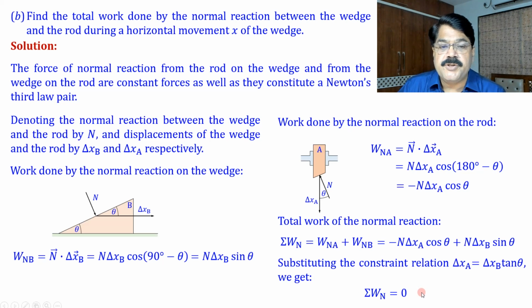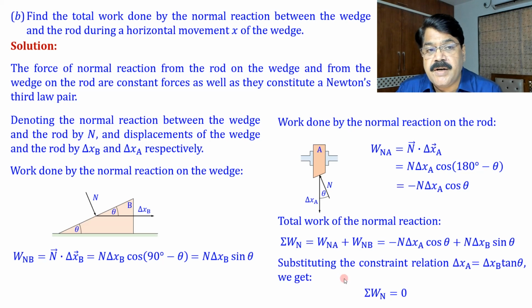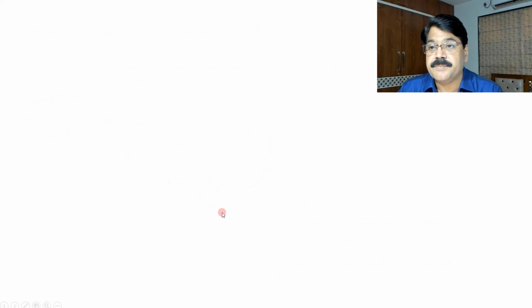Now we have demonstrated here that the total work done by the normal reaction between two bodies is 0. And as we have seen earlier, when the bodies are in direct contact, if there is no friction, the total work done by the internal forces will be 0. So in this situation, let us see what is part C.